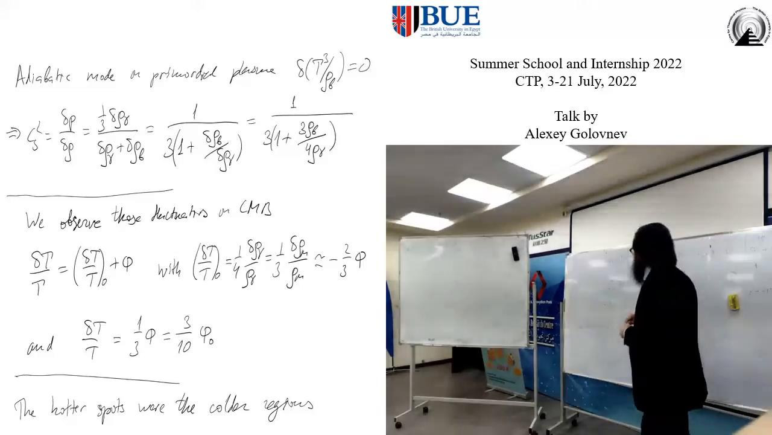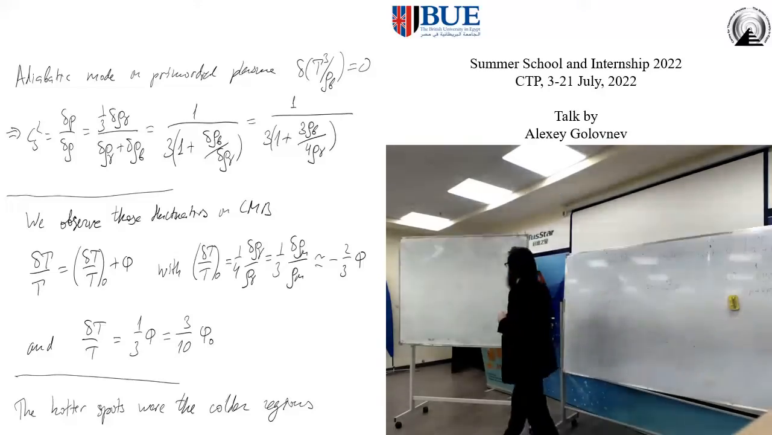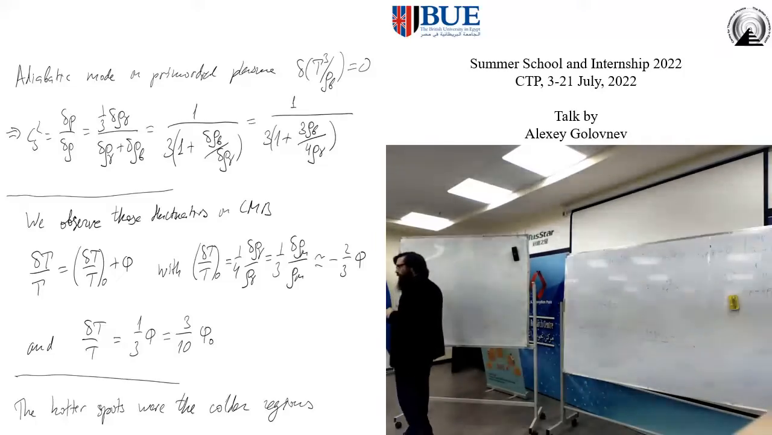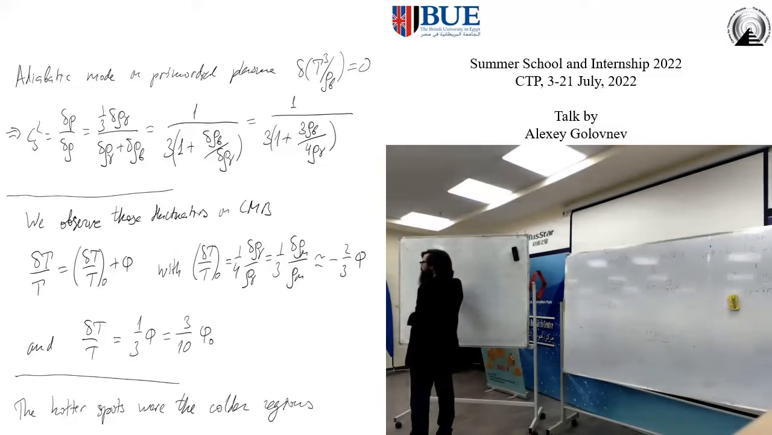Then you can also ask yourself what kind of sound speed you have around recombination. And for that, you can play some simple games. What we are talking about is the adiabatic mode. And how you can find an adiabatic mode: the entropy goes like T cubed.